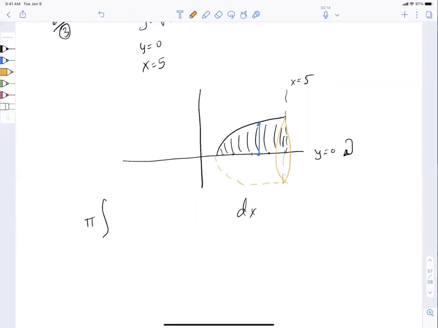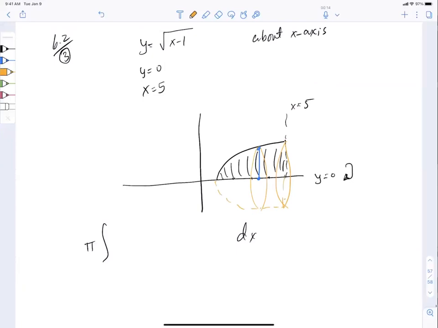So your circles look like this. Your radius is going to be the function itself, which is square root of x minus 1, squared. Again, notice that I have integration with respect to x, and my function is with respect to x. So I just get pi times (x minus 1) dx. Done. Pi r squared delta x.